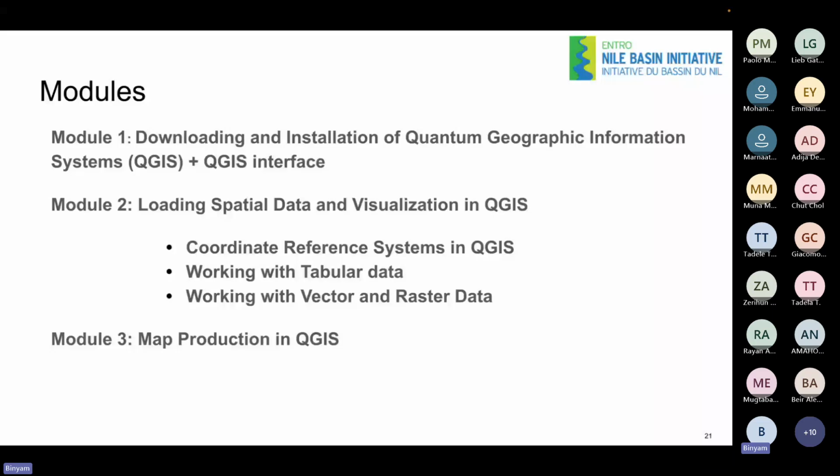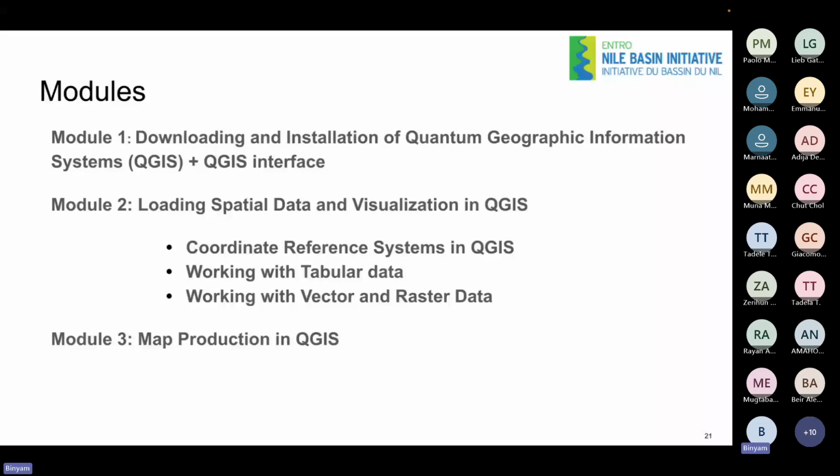And module 3 is map production. After working on the spatial data and visualization in QGIS, we will try to produce maps. If you want to create a map of the hydro stations, a catchment map, a river map, and the like, or a map for a sub-basin, then we will see how to create maps in QGIS.